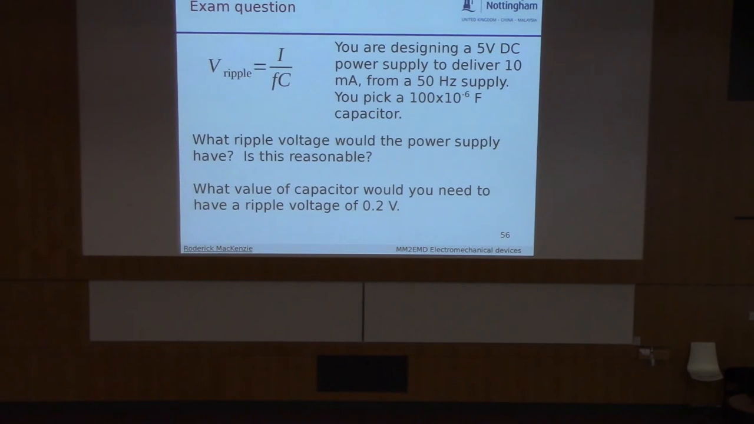Go on. First person to get the answer. Just have a quick go. Literally, just pop the numbers in the formula, and what answers do you get? What ripple voltage would you get for the power supply? Is this reasonable? And what would you need to make a 0.2 volt supply? Who's got an answer for me?